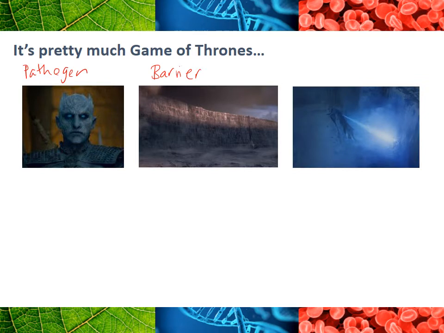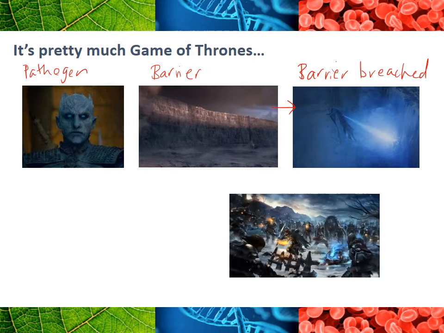And then he got himself a dragon and he breached the barrier. Okay, he burnt down the wall and now the pathogen has entered the body. The Night King is in Westeros, okay? So we have a general response, which is our second line of defense, okay? And that was like just that general battle, okay?